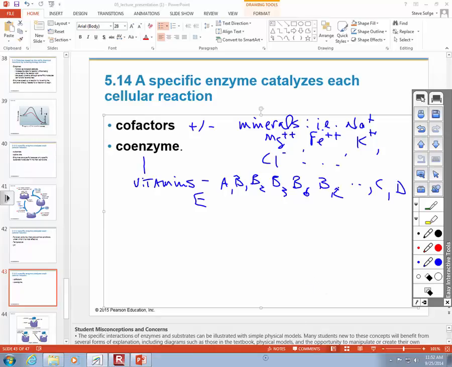But so some enzymes require cofactors, minerals. Some require coenzymes. Some don't require either. And some enzymes require both. So you really got to know your enzyme. Need a cofactor and a coenzyme, or does it not need either, or does it just need one or the other? And which one does it need, the cofactor or the coenzyme?